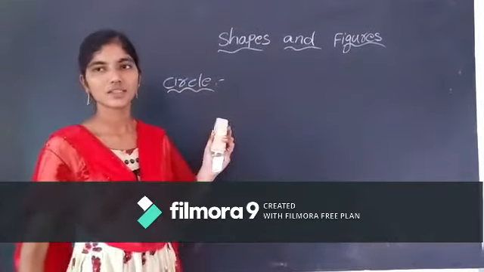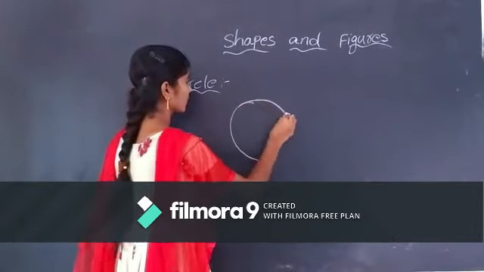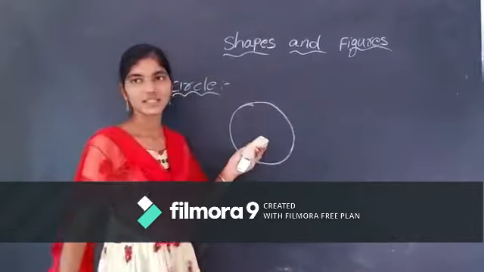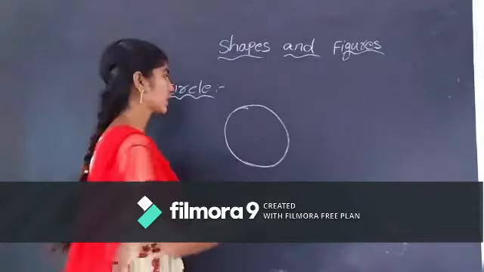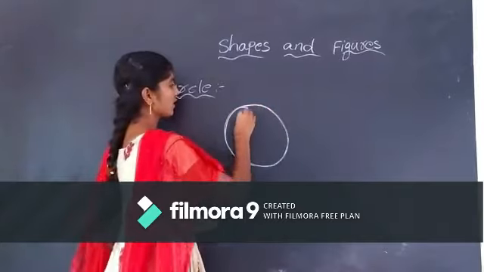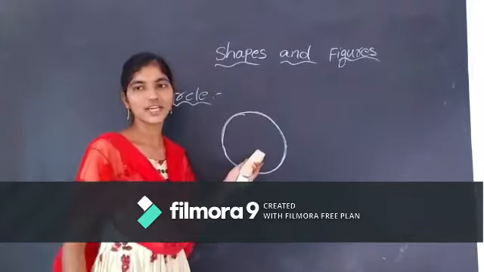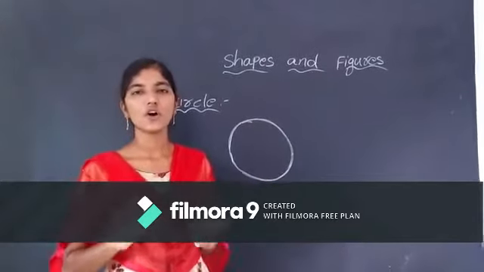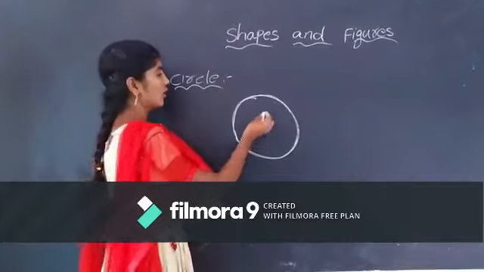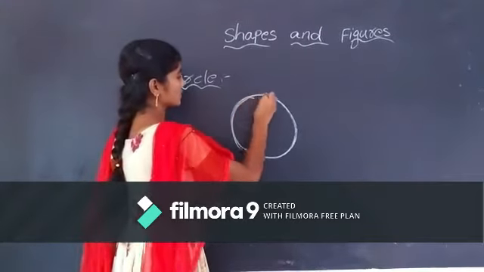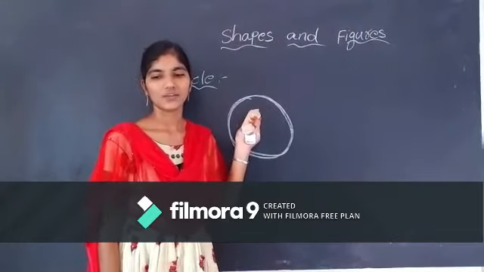Our next shape is circle. This is a circle. A circle has a closed curve. Okay students, it has no corners. Is there any corner you see? No, there are no corners. This is a closed curve.